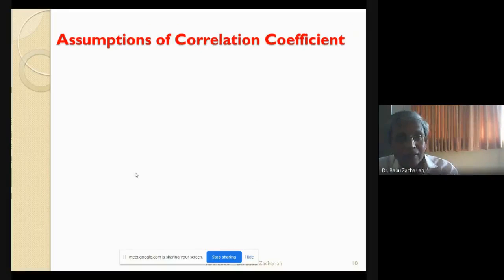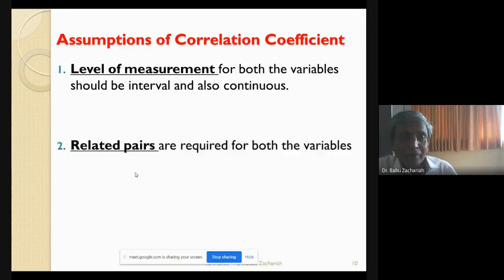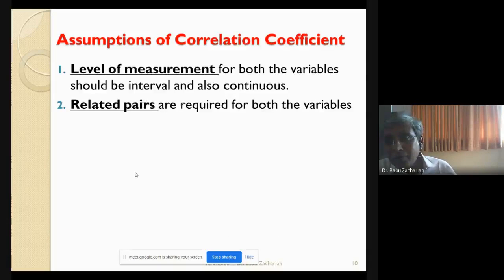And there are a set of assumptions related to that. That is, level of measurement should be interval level. And again, it should be related pairs. For example, when you have taken number of hours they study, and the marks, say first student's amount of study should be paired with first student's marks. It should not be interchanged between them. So it should be related pairs.